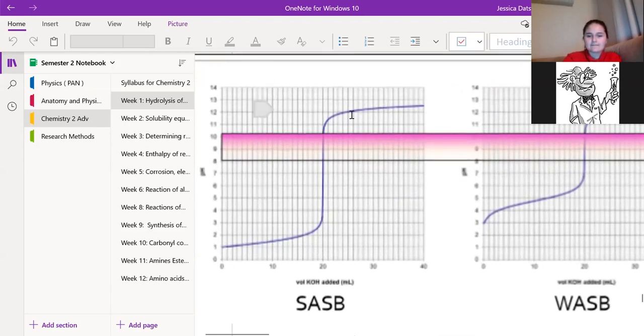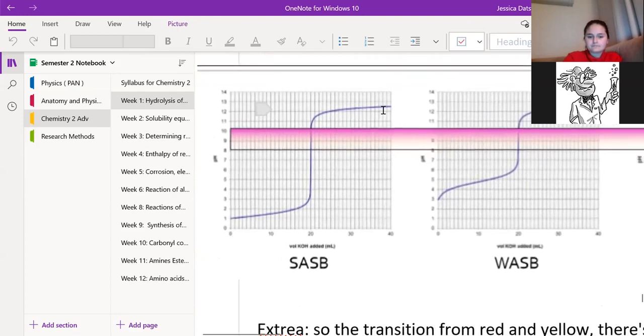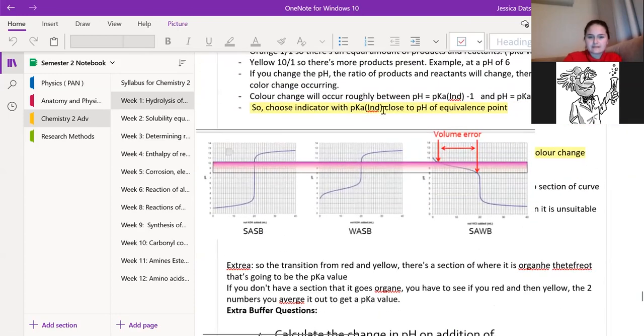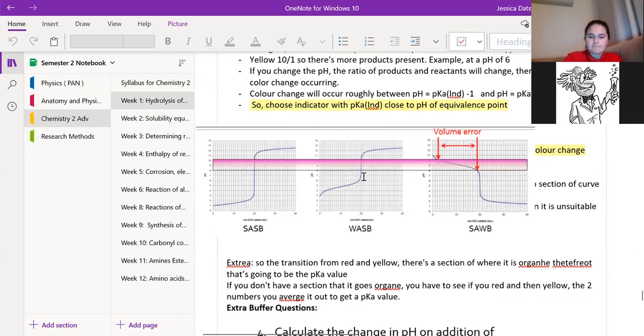Isn't that depending on which strong acid and which strong base you're using? They all start at 1. If you're a strong acid, if you're hydrochloric or you're sulfuric, you're going to be at 1. Make sense? Yep. All right.